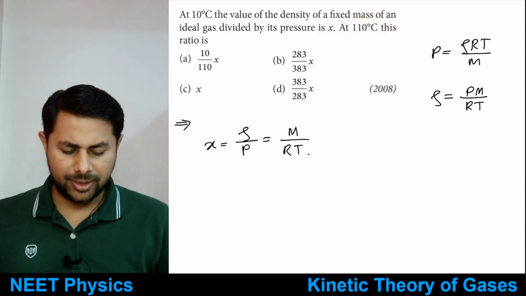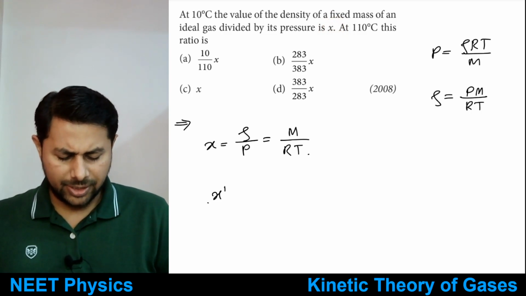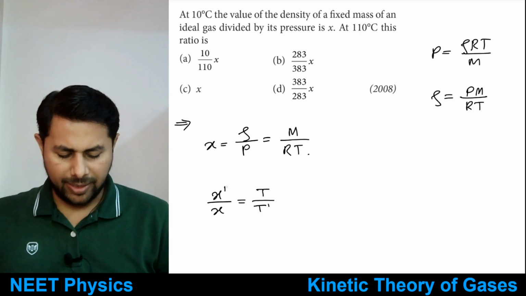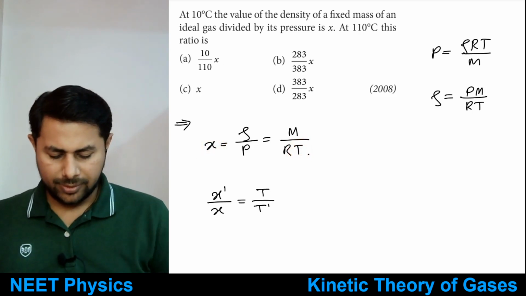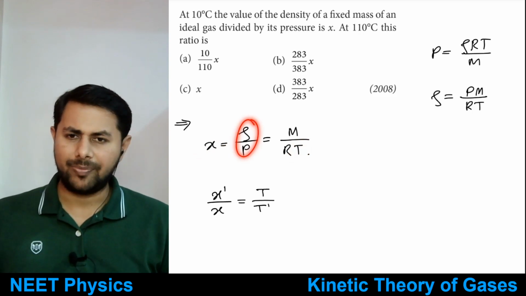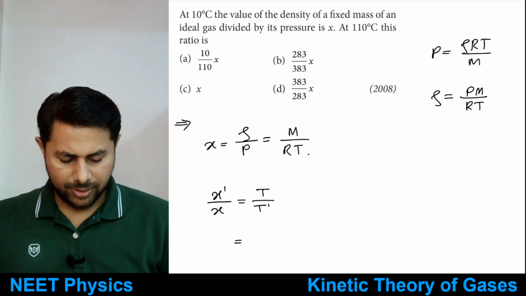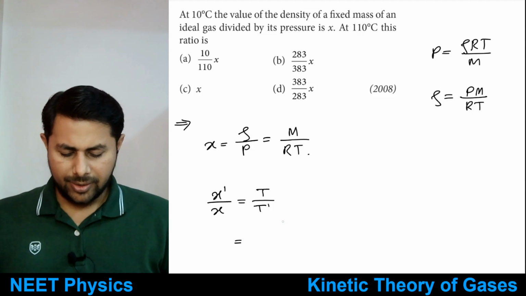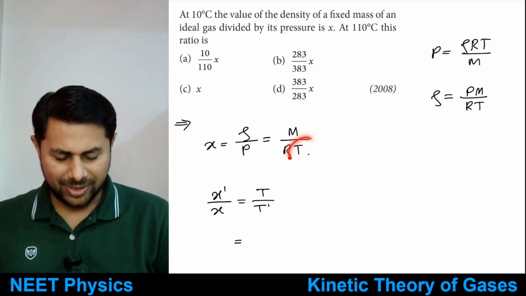So at 110 degrees Celsius, what will this ratio be? Initially the ratio is X. We can just say X dash divided by X would be equal to T by T dash. Why? Because X is inversely proportional to temperature. X is this ratio, density by pressure. Now you can put the values. The initial temperature is 10 degrees Celsius, but you need to convert it to kelvins.